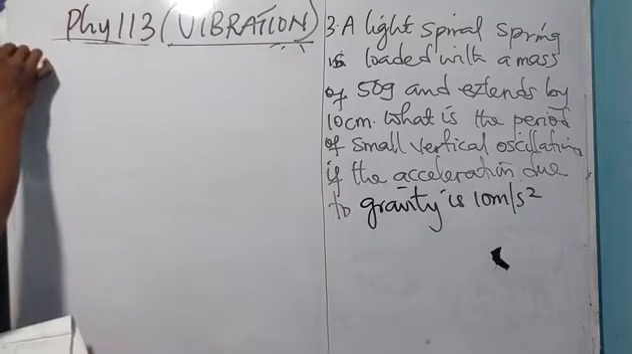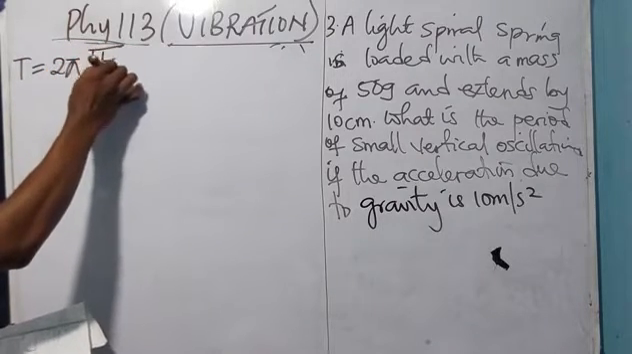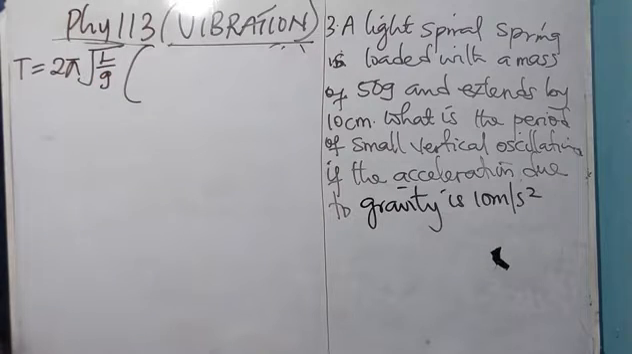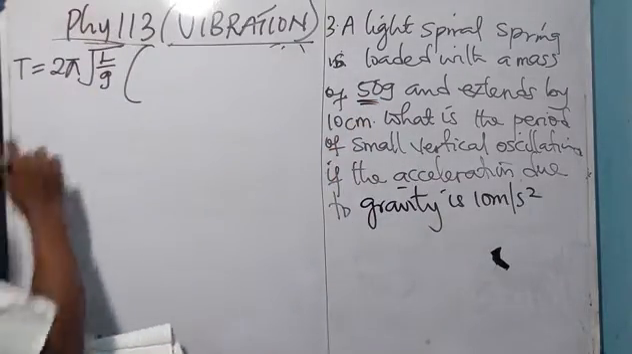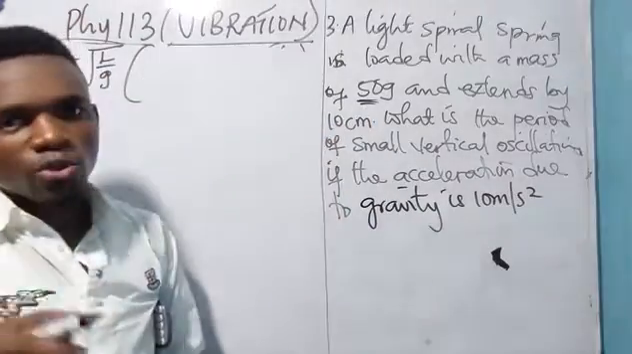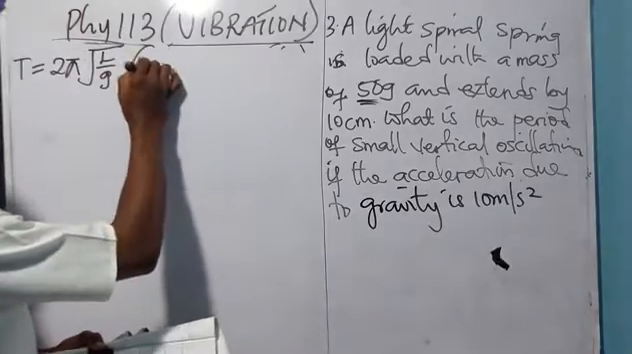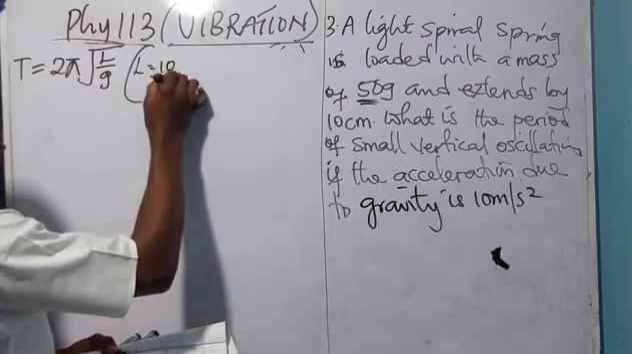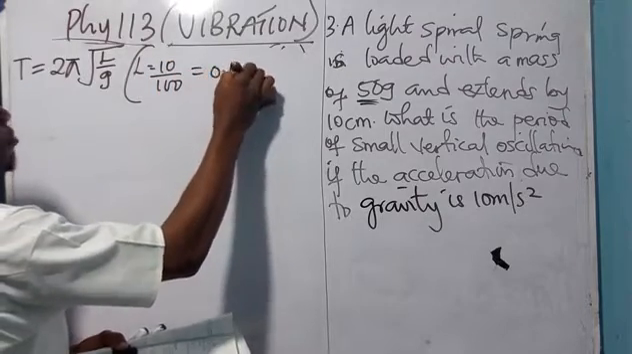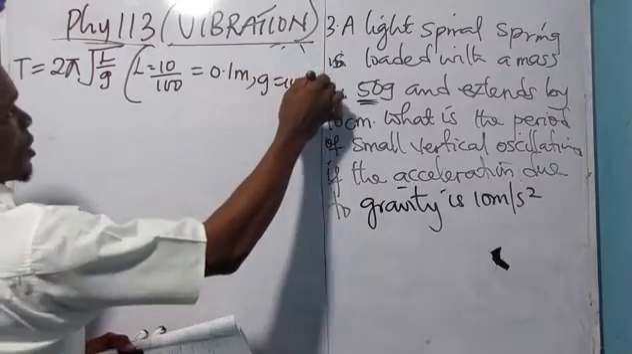Do not forget, I told you period is equals 2 pi square root of L over g. From the question, they said it extended. So the mass is not to be considered because in period we don't have mass. This 50 gram here is just there to confuse us, so we are not to touch it at all. The length is given as 10 centimeter, so you say 10 centimeter divided by 100, you'll have 0.1 meter. So you have to convert to meter. Then gravity is 10 meter per second squared.